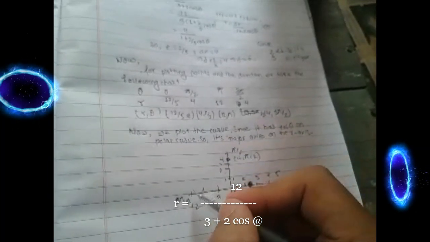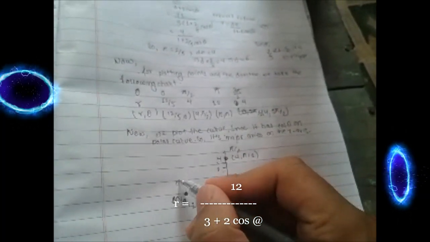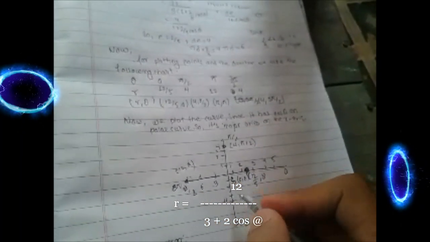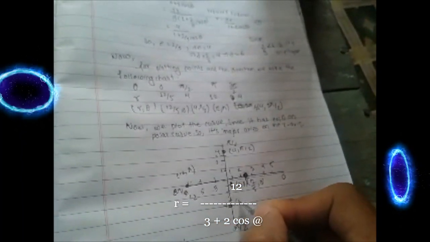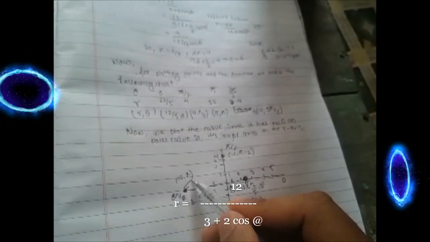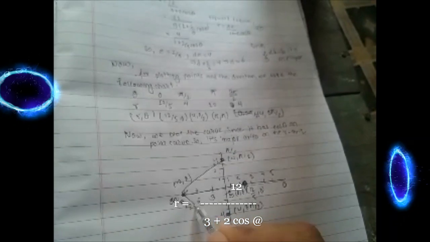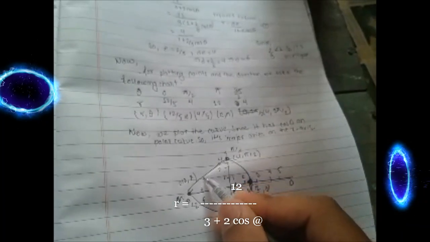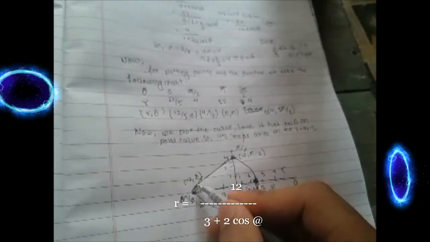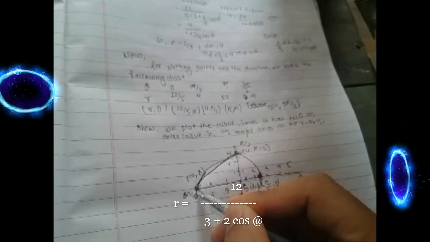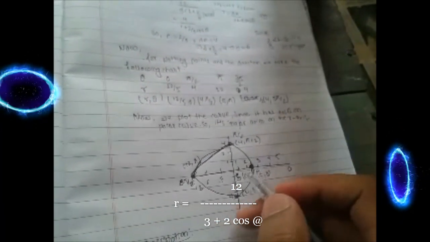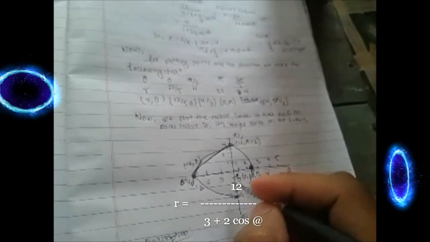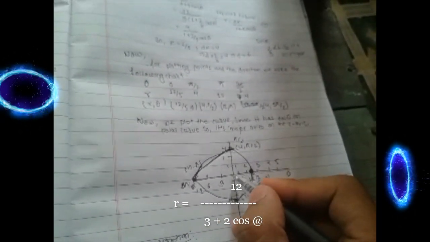At pi we have 12, pi, and here we have 4, 3 pi by 2. Now we join the curve. It must be like an ellipse. We join the curve. It may not look like an ellipse, but it is the curve of an ellipse, and this is our focus.